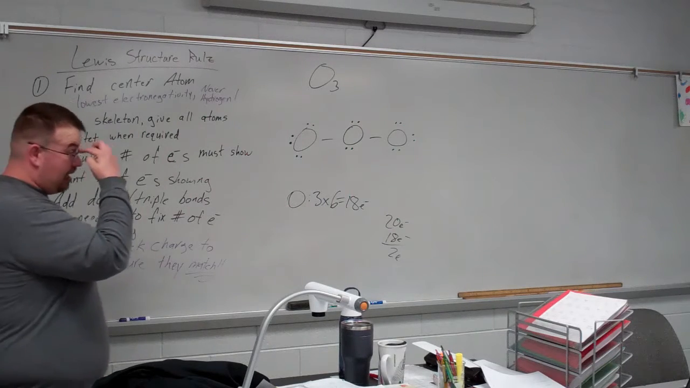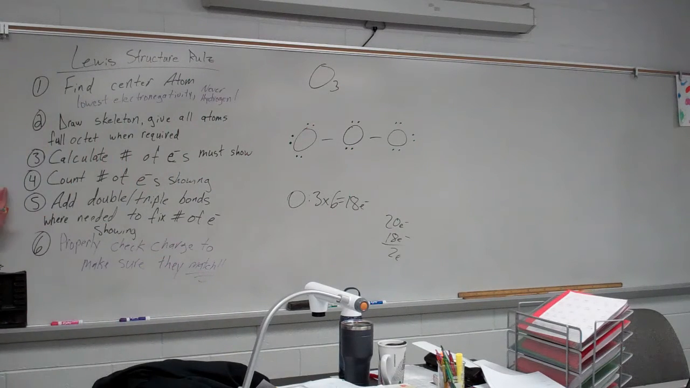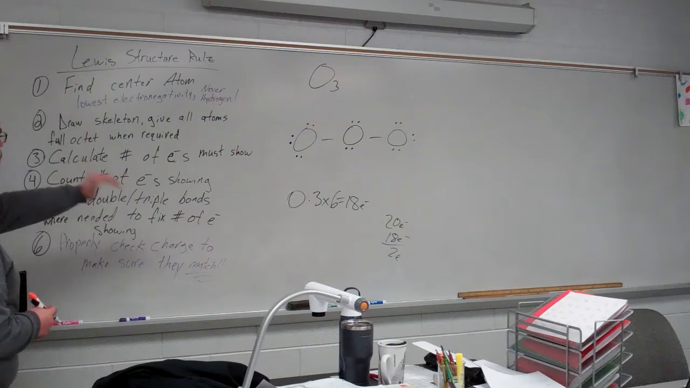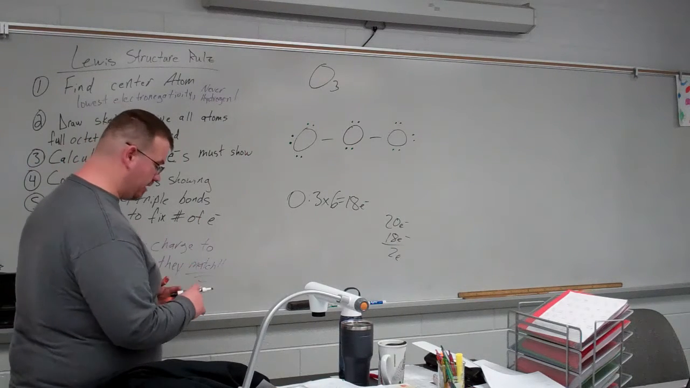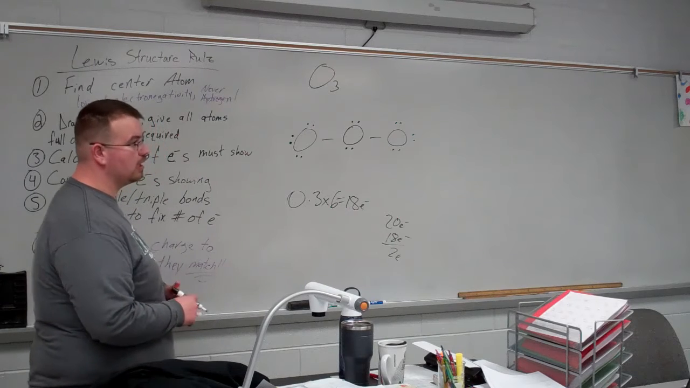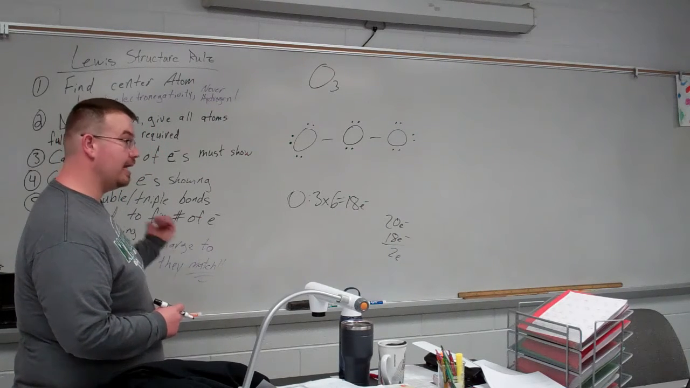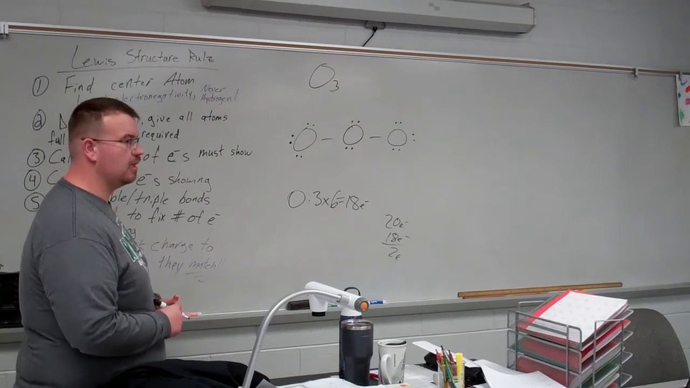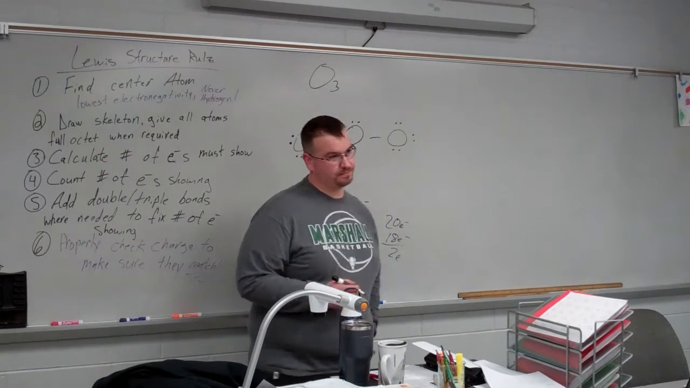Alright, from here, this is where you go into step 5. Adding double and triple bonds where needed to fix the number of electrons you're showing. I thought you could only have 8 total electrons. Yeah, you're showing 20. That's what I'm saying. How are we gonna fix that? By adding double and triple bonds. Oh, okay. In this case, we need to add a double bond.